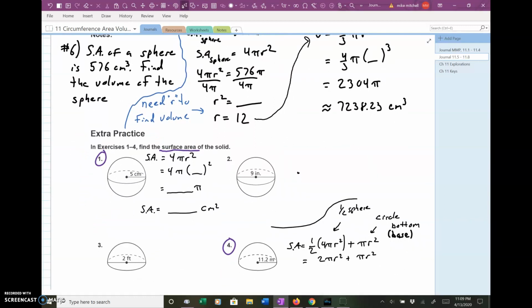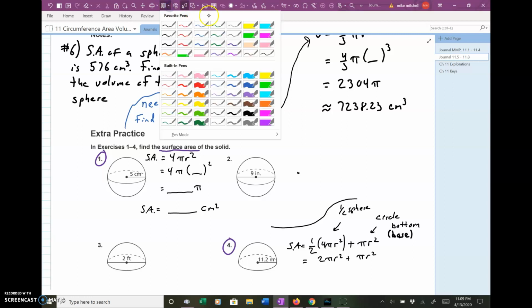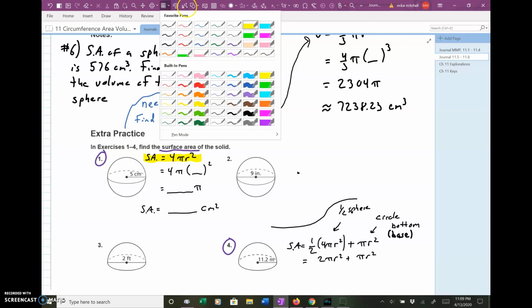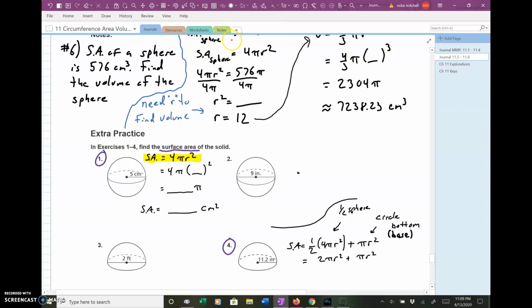Find the surface area of the solid. Number 1, surface area equals 4 pi r squared. Remember, I always suggest using these full formulas. Don't just write the 4 pi r squared. When we get to some of the problems later, you want that formula there. You're better off being in the habit of writing it all the time.